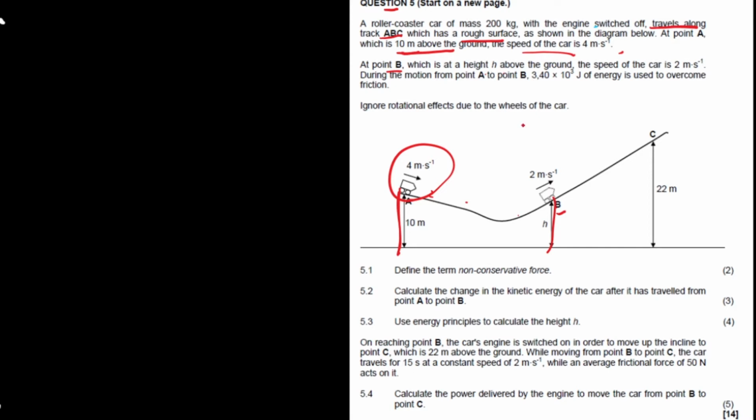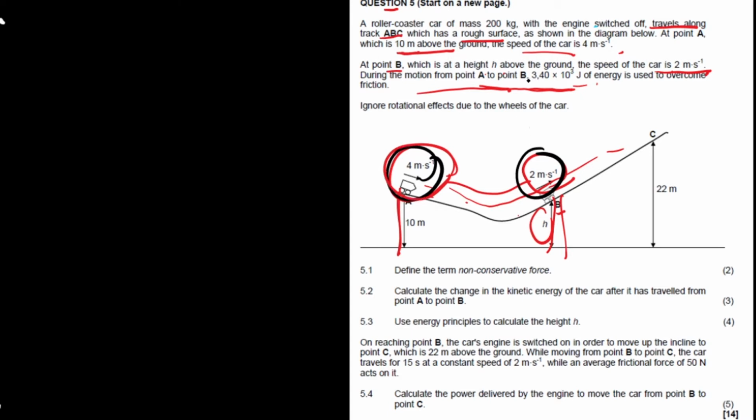At point B, when it comes all the way here at height, they say the speed of the car is 2 meter per second. See, when it's here now, it changed to 2. It started at 4 and went all the way; because it's inclined up, it's going to decrease. Now, from point A to B, during this motion, the energy change from this point to here is 3.4 joule to overcome the friction, because there's going to be a friction force.